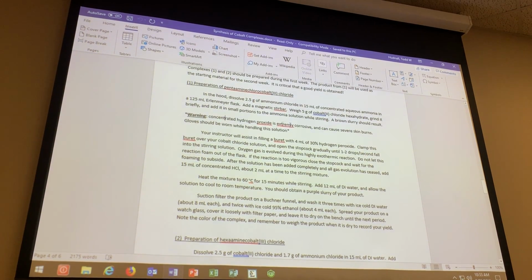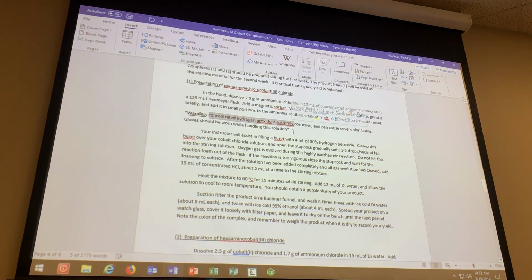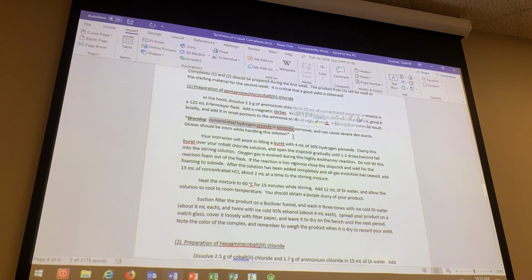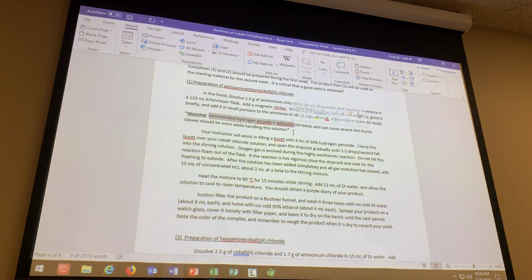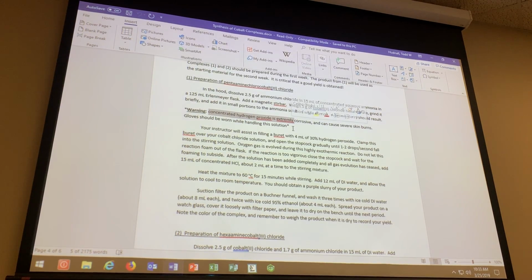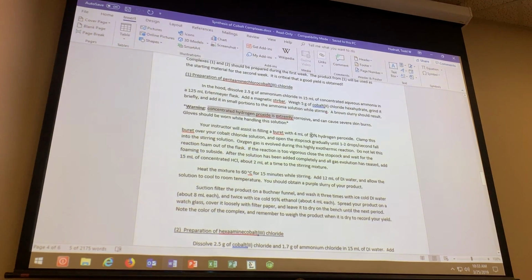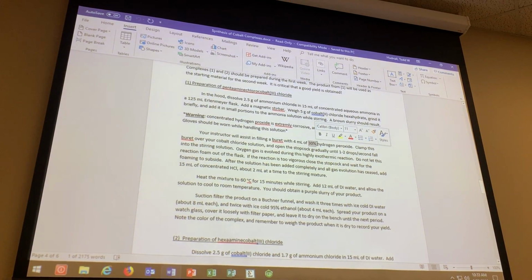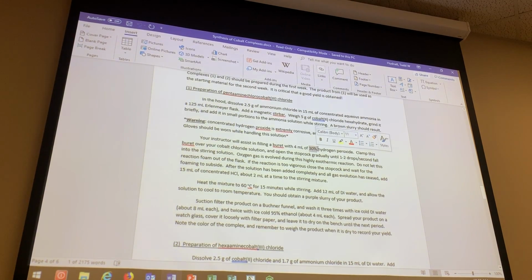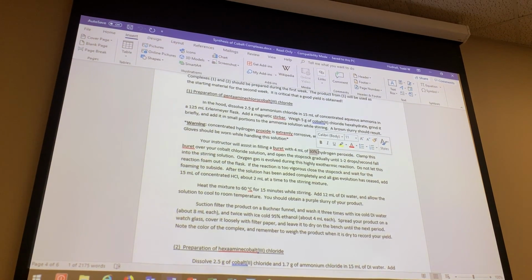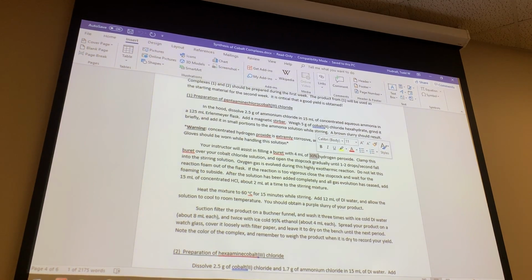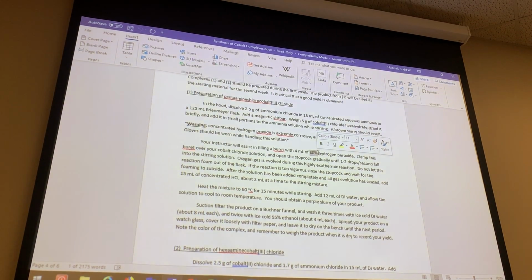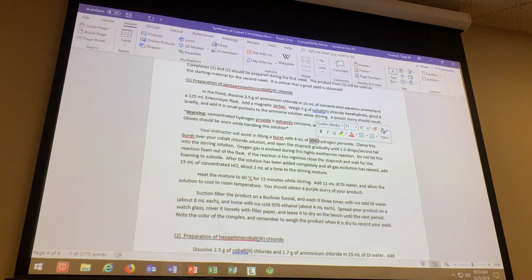And then at that point, your TA may or may not give it to you, or you might be measuring this out yourself depending on how busy your TA is. But you're going to get basically 4 mL of 30% hydrogen peroxide. I don't remember if you guys have worked with this stuff before in other labs, but keep in mind, this is 30% hydrogen peroxide. This is not the stuff that you get at Walgreens, which is 3%.